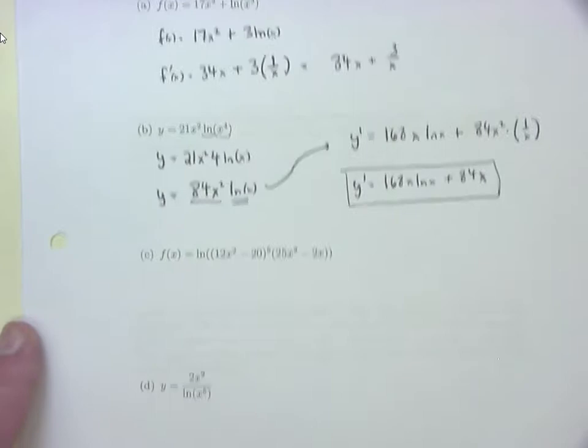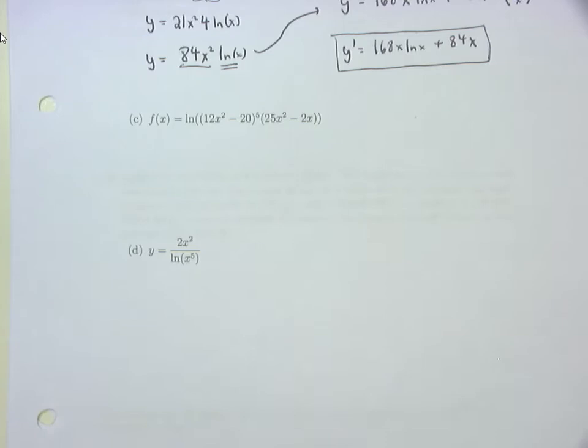But now, take a look at the next guy. If you've learned anything from the natural log section, it's to clean him up. This problem here is f of x is equal to the natural log of 12x squared minus 20, close parentheses, raised to the fifth power, times 25x squared minus 2x. And you want to get rid of this thing. There's an easy way and a hard way. Which way do you guys want to do it? You should do it the easy way.